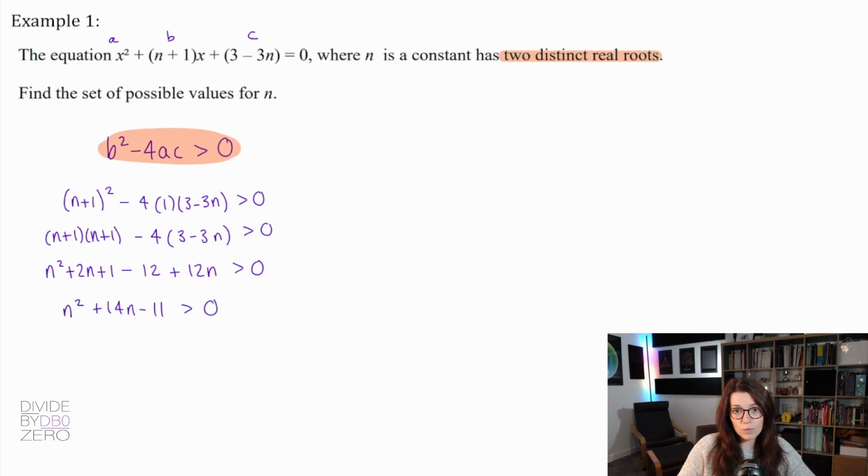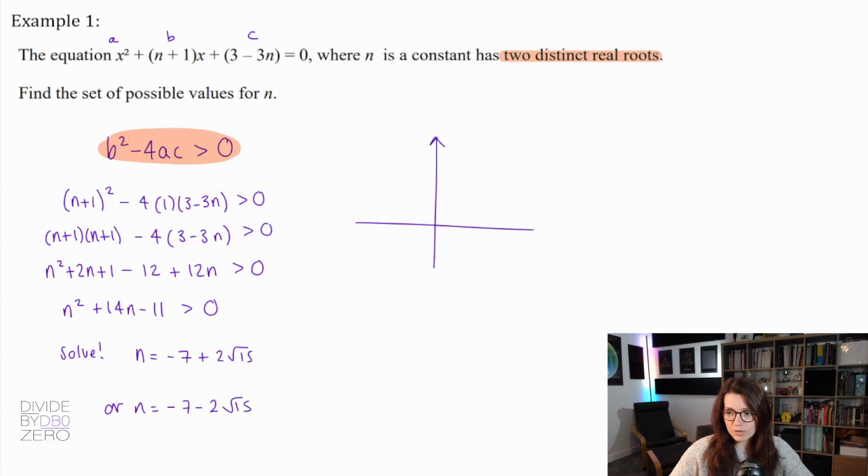And now we just have a quadratic inequality to solve. So if you solve this being equal to 0 however you wish, you'll get n is equal to minus 7 plus 2 root 15, or n is minus 7 minus 2 root 15. Then because it's a quadratic inequality, we have to plot those on a sketch. So maybe something like this, where this one is the minus 7 minus 2 root 15, and this one is the minus 7 plus 2 root 15.